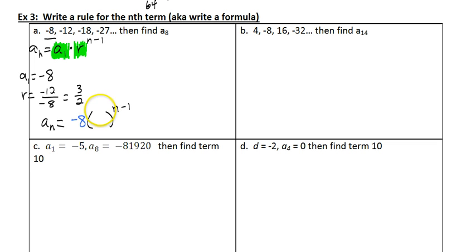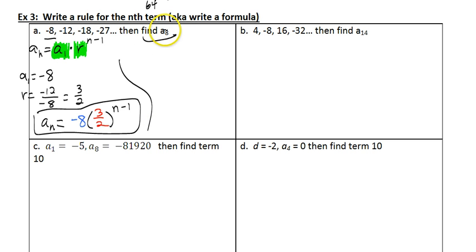And R is 3/2. The thing is, there's nothing I can simplify, so once I plug them in, I'm done. That's why students like this better than arithmetic sometimes, because it's faster. Alright, this particular example also asked me to find term 8.